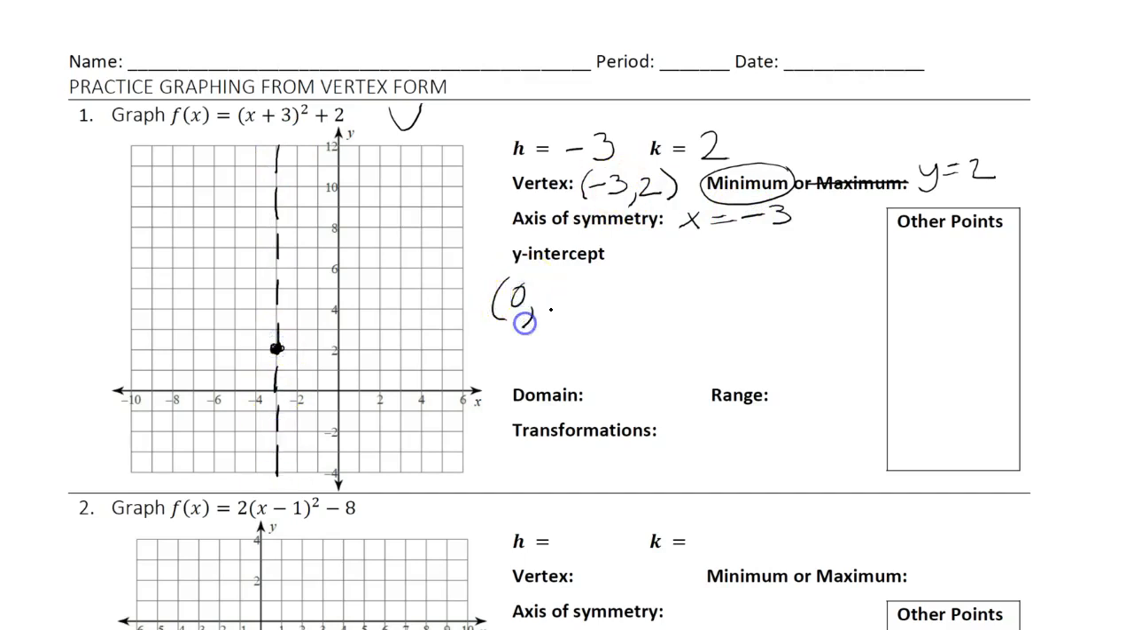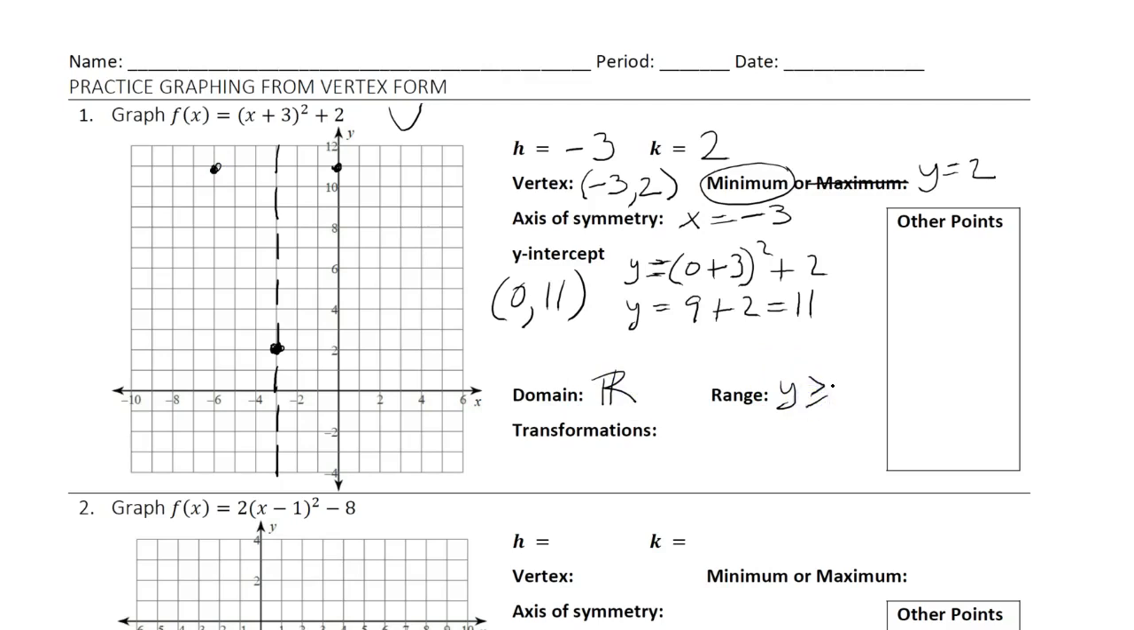Find the y-intercept by plugging in x equals 0. The y-intercept is 0, 11. Graph the y-intercept and a point the same distance away. The domain is all real numbers. The range is y is greater than or equal to 2.